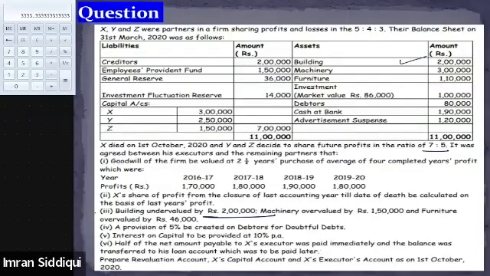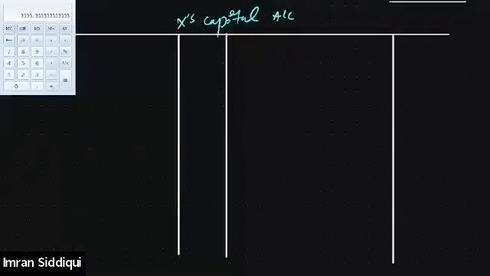All right, now look at the asset side of the balance sheet. We need to first of all adjust the advertisement suspense account. Advertisement suspense loss 1,20,000. This has to be distributed among the partners in the ratio of 5:4:3. That means X will be getting 60,000. So in the X account on the debit side, we'll write down to advertisement suspense account.